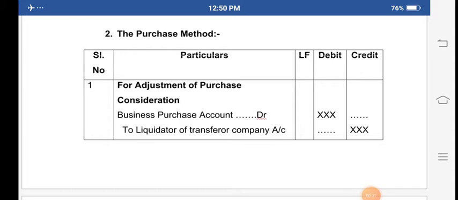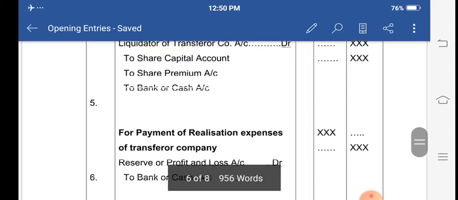Hi students, this lecture is for BBA 4th semester. In the last lecture we saw the opening entries in the books of the transferee company under the interest pooling method, or you can say the merger method. I hope all of you understand the opening entries in the books of the transferee company.